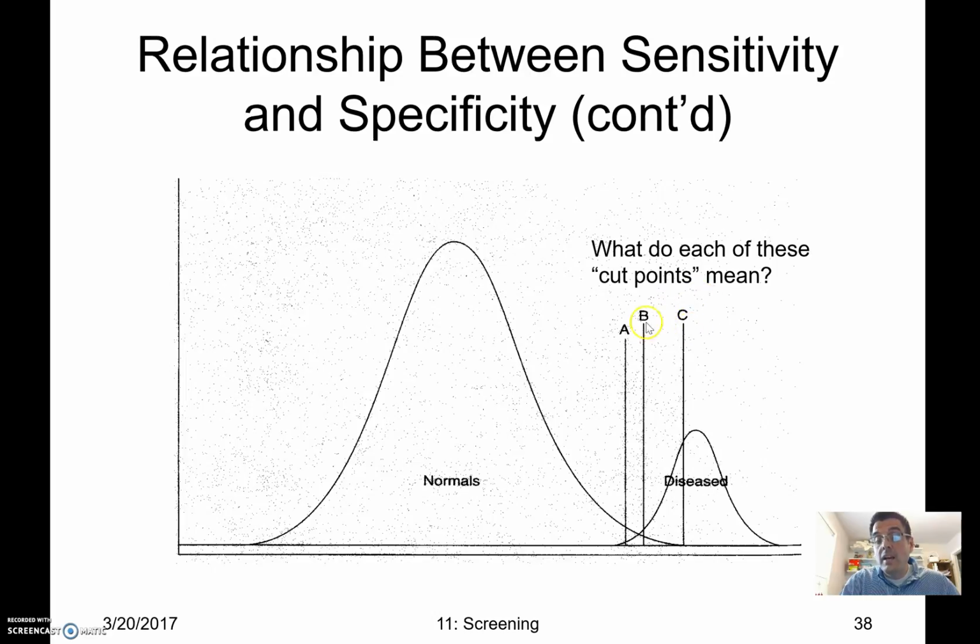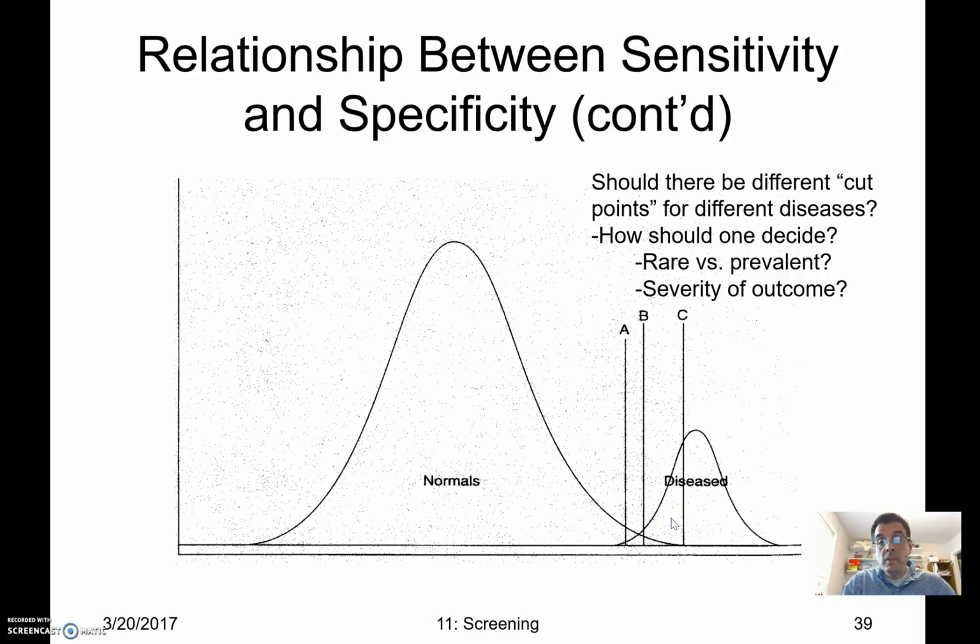Whereas with C, you have a scenario where we're making sure all individuals that are indeed normal, or do not have the disease, are identified, but we may include a few of the diseased individuals. And so we may have several false negatives in that situation. So I want you to think about whether there should be different cut points for different diseases. It's important as an epidemiologist, as a scientist, as a physician, how that is actually determined.